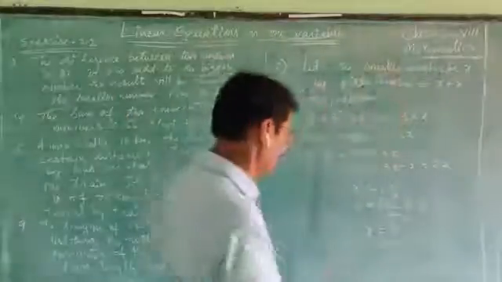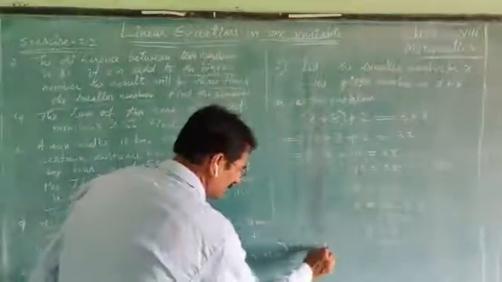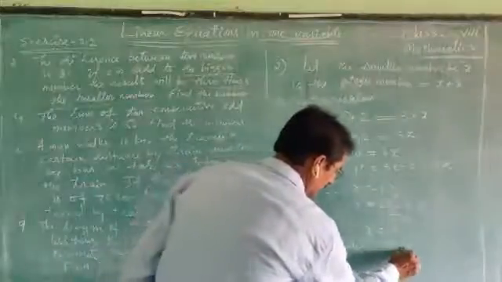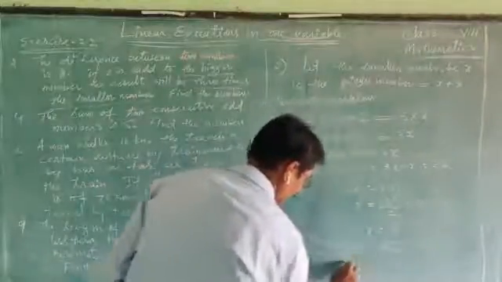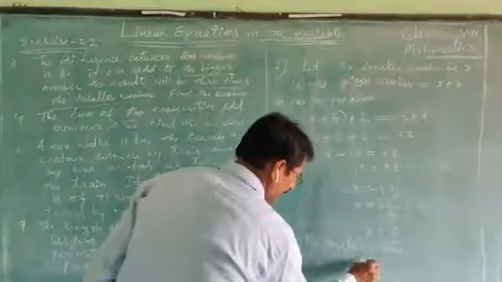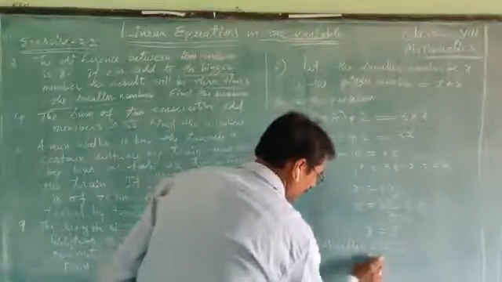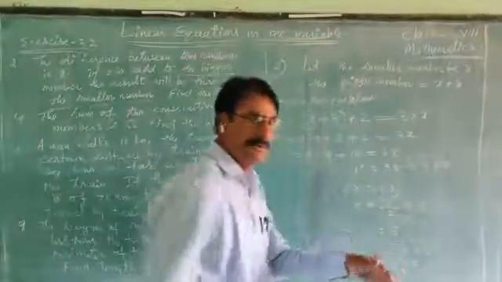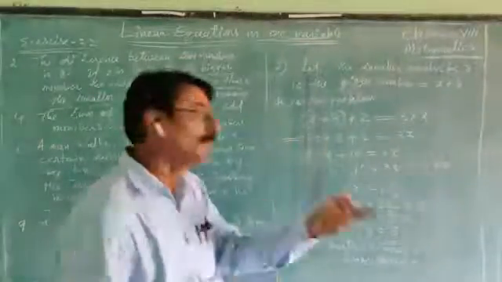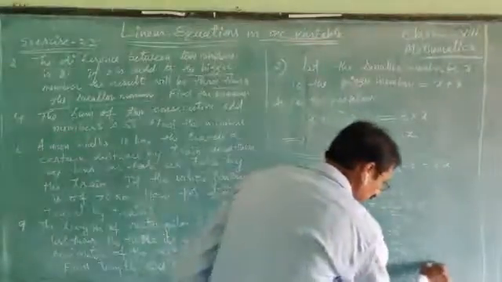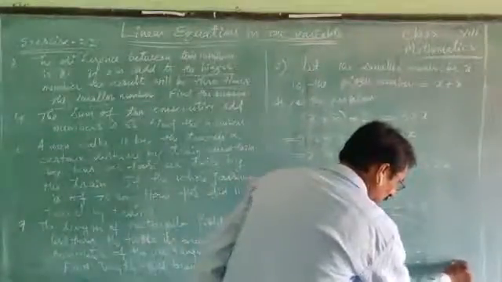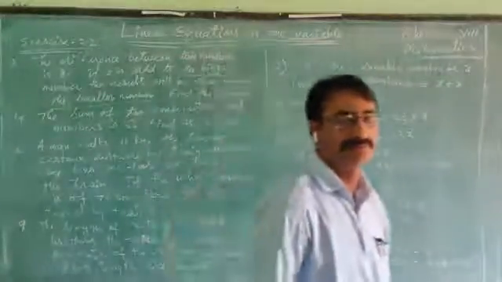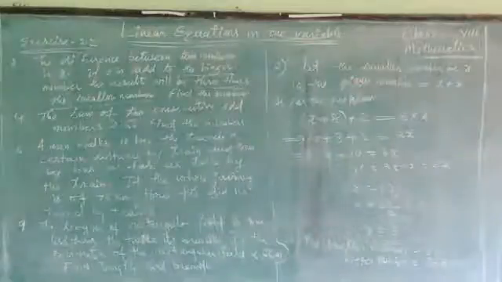The smaller number is 5. The bigger number is how much more? 8 more than the smaller. So 5 plus 8 equals 13. So the numbers are 5 and 13.